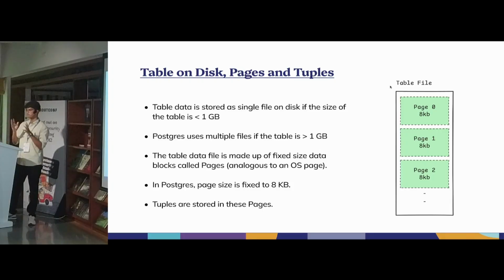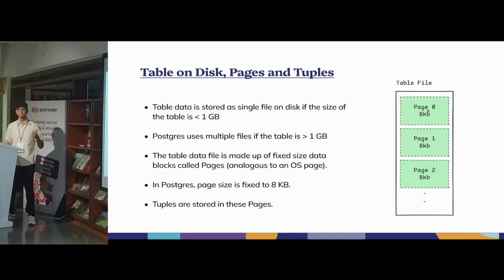And this large file is again split into smaller fixed data blocks called pages. And each page is of 8 kilobytes. And these pages are the ones that will house the tuples. This is analogous to virtual memory, or basically an OS file, where a file is broken down into multiple pages, and then those pages are stored on disk, right? This is analogous to that.